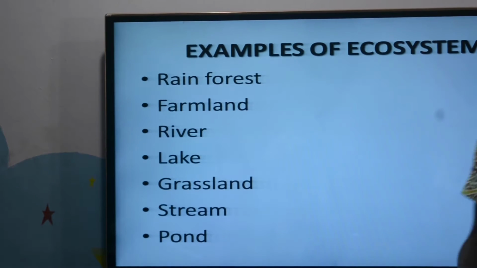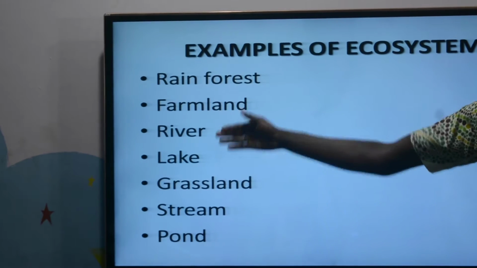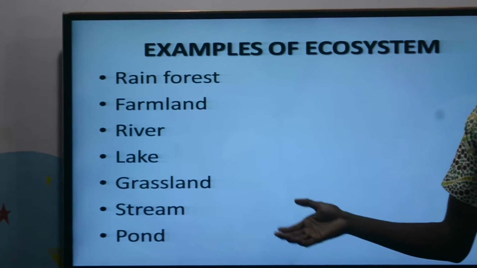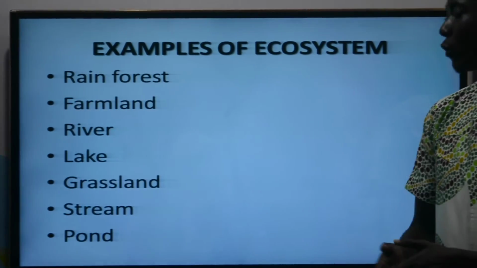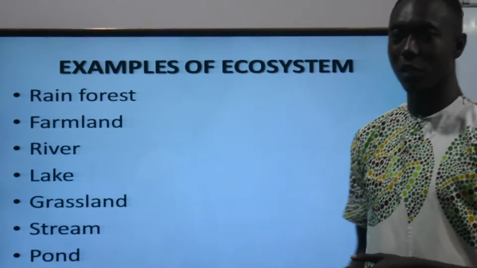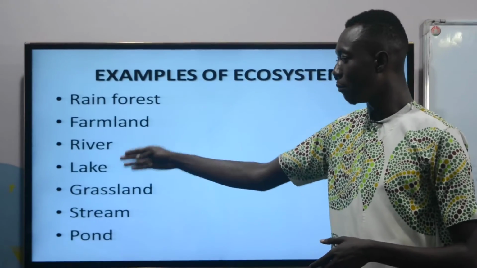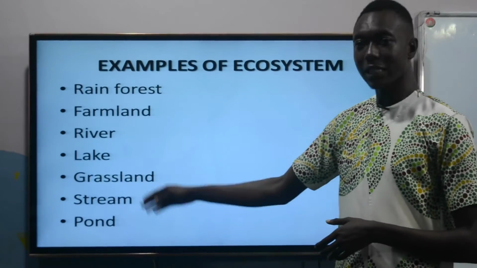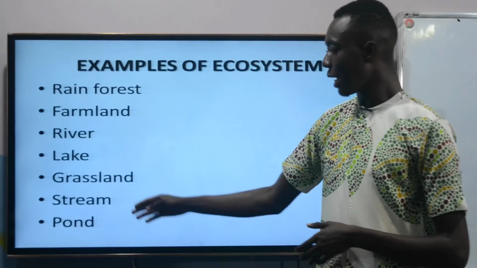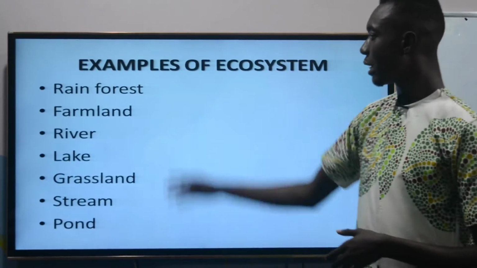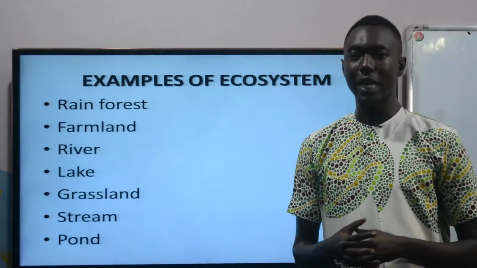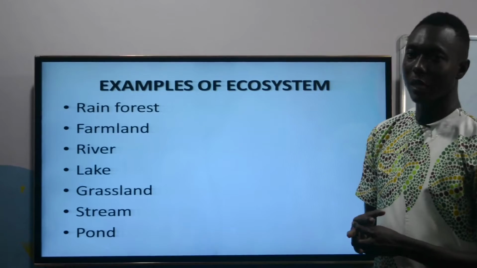Not only that, farmland, a river. What are some of the things you find in a river? Of course, we will find animals like fishes and so on. That means they are also examples of ecosystem. Lake, grassland, stream, and lastly, pond. These are just a few of the examples we can mention.